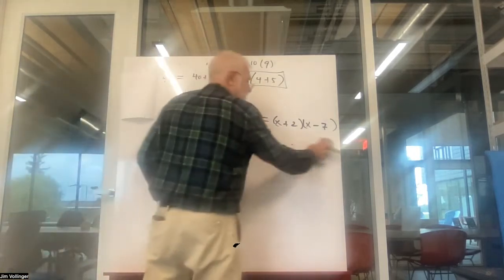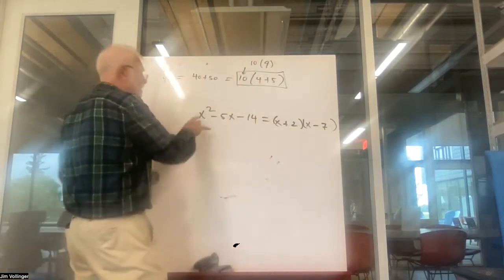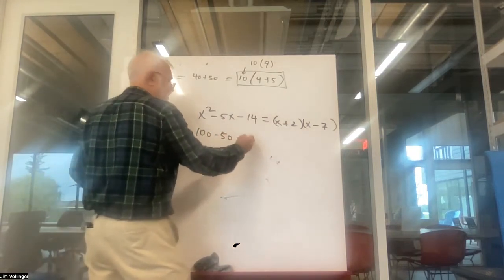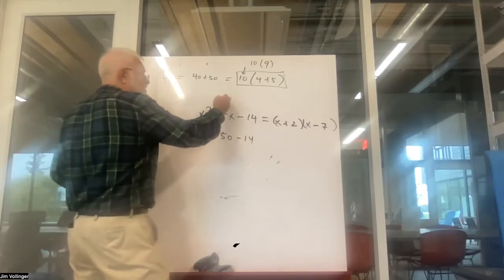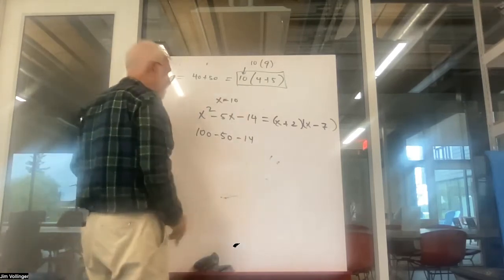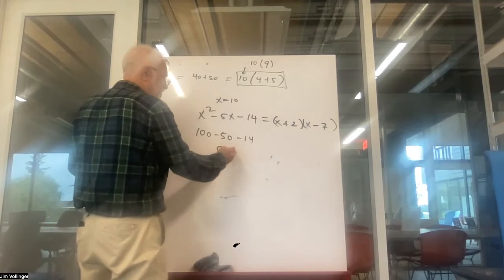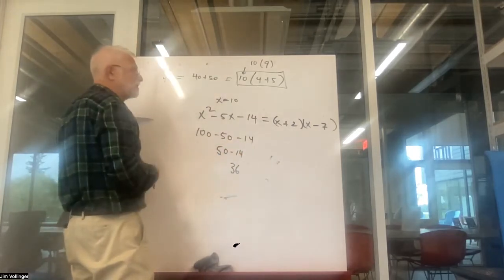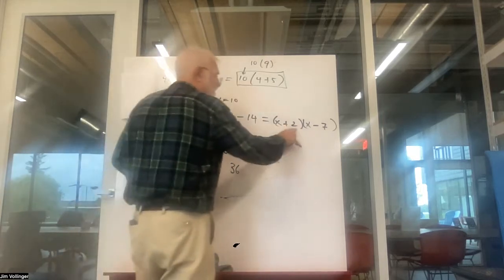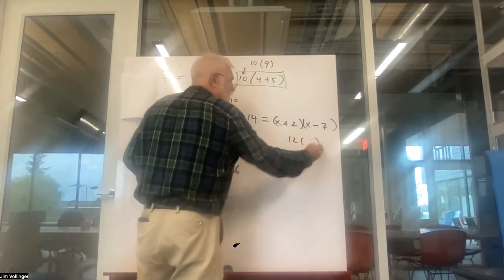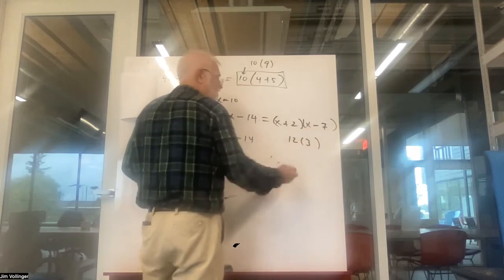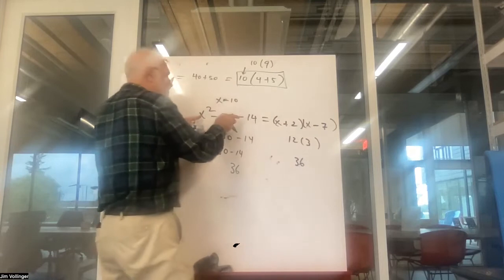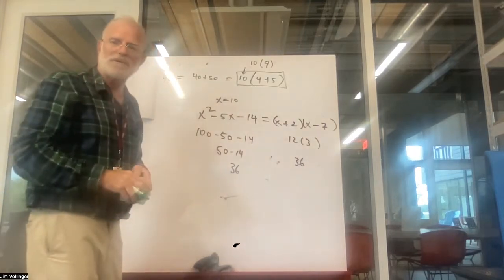You can always check them with a number. You could throw a 10 in here. 10 squared is 100, minus 50, minus 14. If I use the number 10, let x equal 10. That's what I get on the left side. I get 50 minus 14, which is 36. Let's see if the product gives us 36 if I use the number 10. 10 plus 2 is 12. 10 minus 7 is 3. Oh yes, 3 times 12 is 36. That's the same calculation as this, but expressed differently.